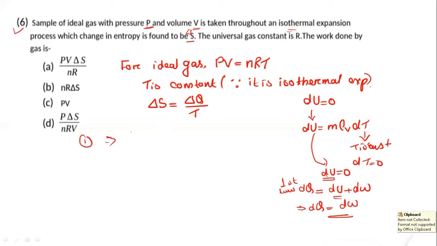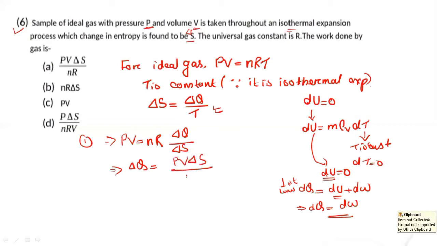First equation, equation 1: PV is equal to nRT. nR I am keeping as it is. T can be written as del Q by del S. From this equation you can write delta Q equals PV del S by nR. Now delta Q is equal to del W, right?